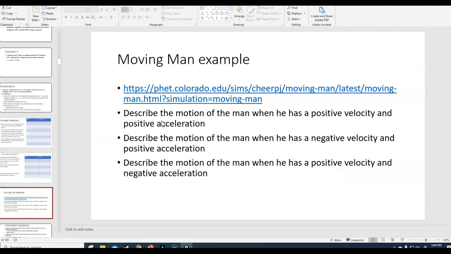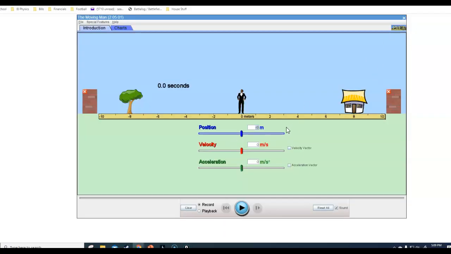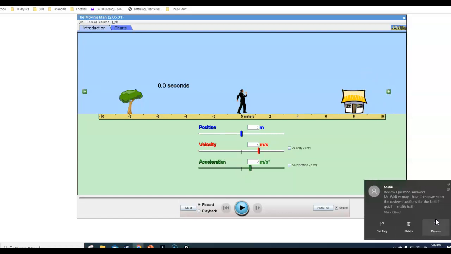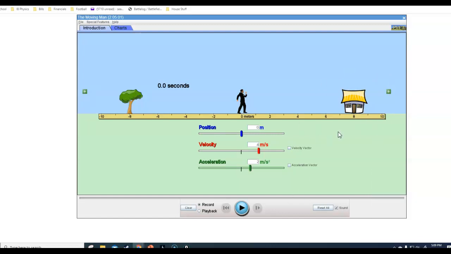Now there is a simulation I want you to check out here. The simulation is called the Moving Man. I will put the link up in the video so that you can just click on it and play around with the simulation. The simulation looks something like this. I want you to get a feel for what happens if you give the moving man a positive velocity and a positive acceleration, or a positive velocity and a negative acceleration, or vice versa. And I would recommend that you click on the X's to remove those walls there, because otherwise the moving man is going to hit the wall and he's going to stop.